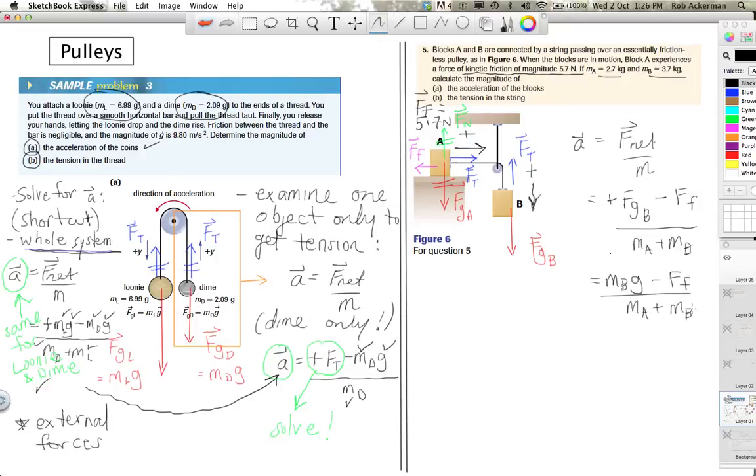And at this point, let's see, do they give us MB? Yup. Do they give us MA? Yep. We know 9.8. Friction force is also given, so you're going to solve for A, the acceleration. Check that you get the right answer in the book.